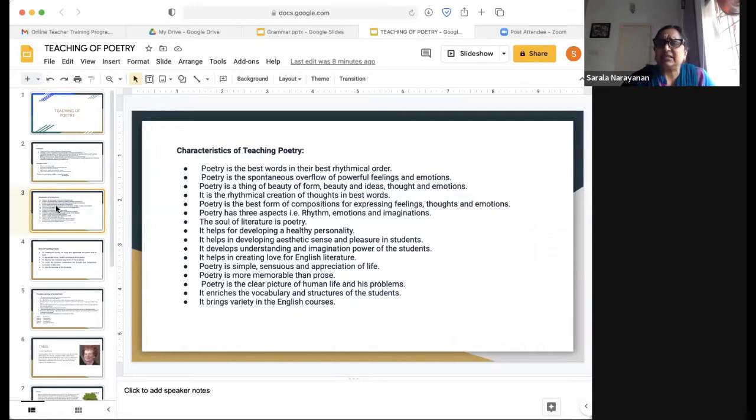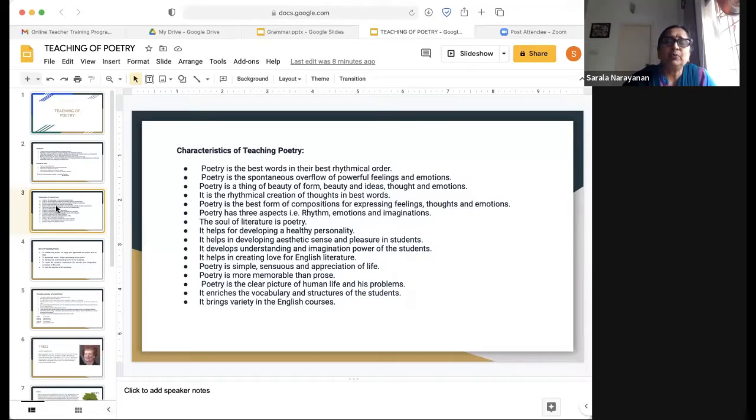Like these wonderful lines, you can remember them even today. Why? Because they have touched your heart. It is something to do with your human values. But in prose, we may remember the incident. Just now I spoke about the story of Merchant of Venice. I was able to tell you the story, but the lines I may not be able to quote so well.